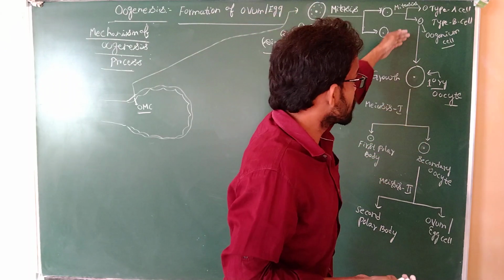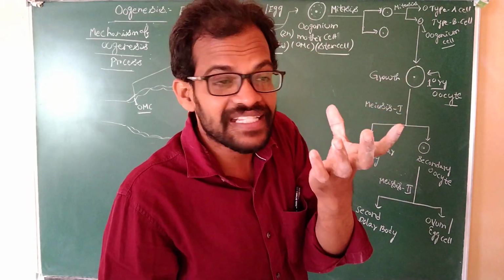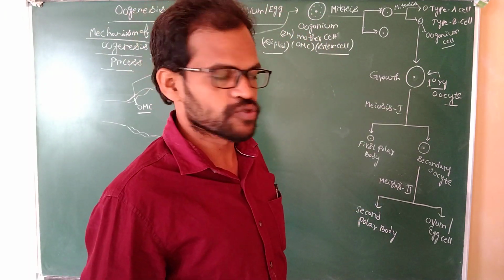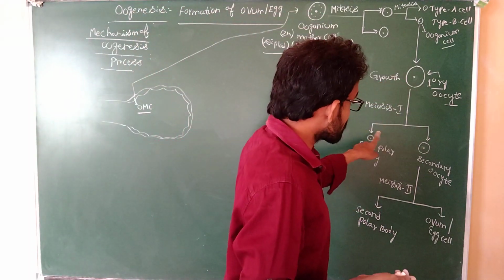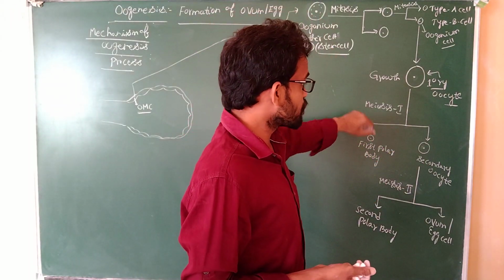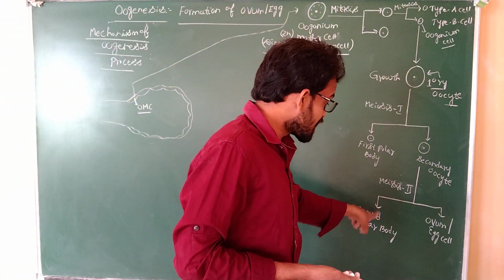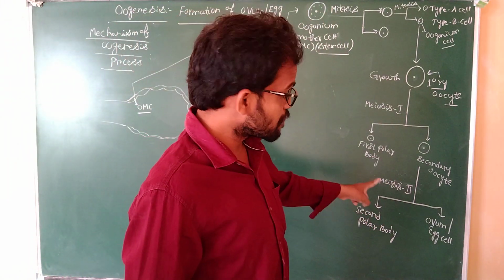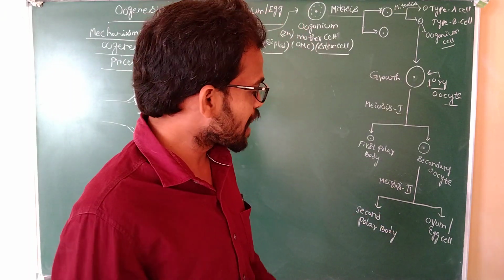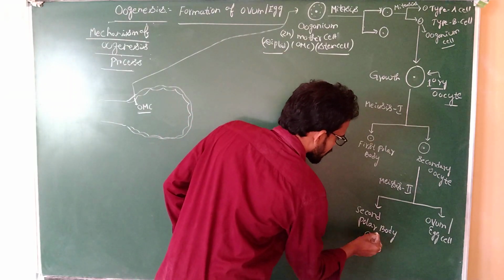Once the cells increase in size, it is known as growth. These cells indicate primary oocytes. The primary oocyte is converted into the first polar body and secondary oocyte. What is the process? Meiosis 1 process. Next, the secondary oocyte participates in the meiosis 2 process. What are the second polar body and ovum or egg cell? Ovum or egg cell.